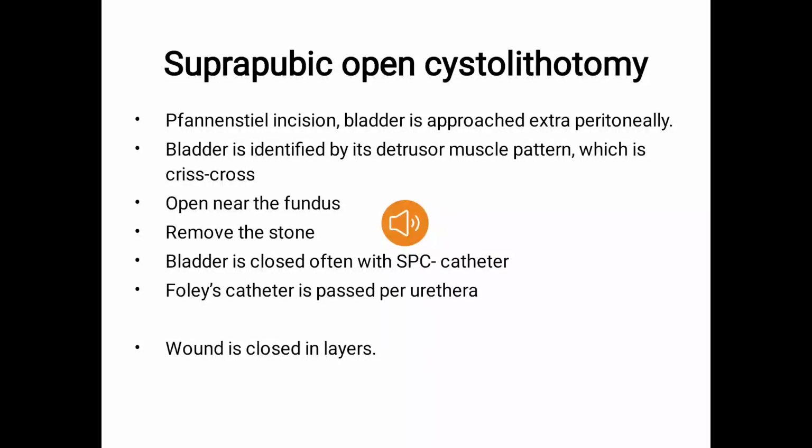So please remember, never use non-absorbable suture material because it can act as a cause for the stone formation and recurrent urinary tract infection. Then place the suprapubic catheter and also urethral catheter. Then close the wound.